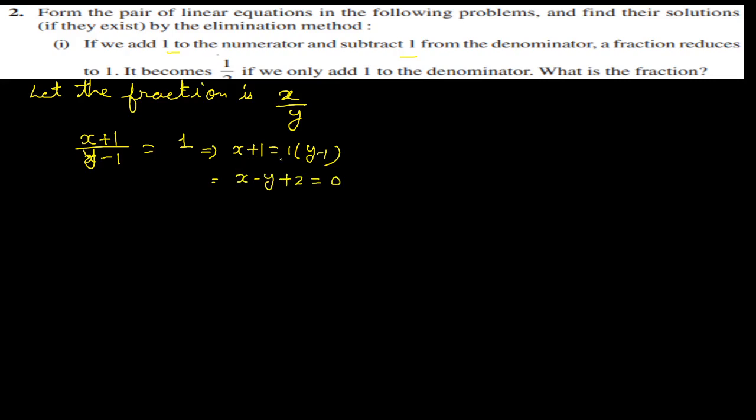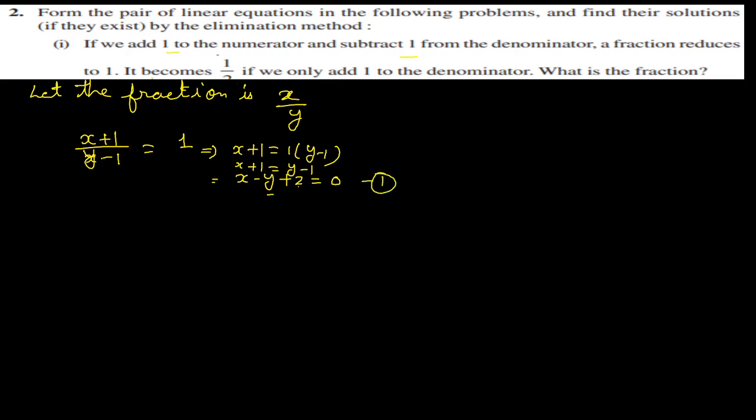When you open it and transpose, y becomes minus y, and minus 1 becomes plus 1. So you will get x plus 1 is equal to y minus 1. On solving it, x minus y plus 2 is equal to 0. Similarly, we can make the second equation.